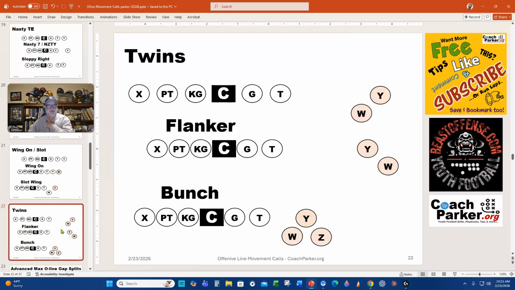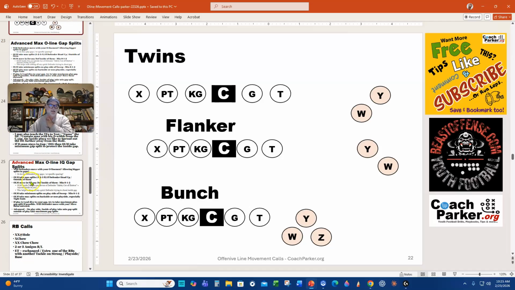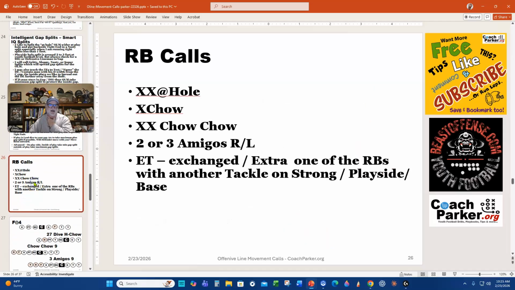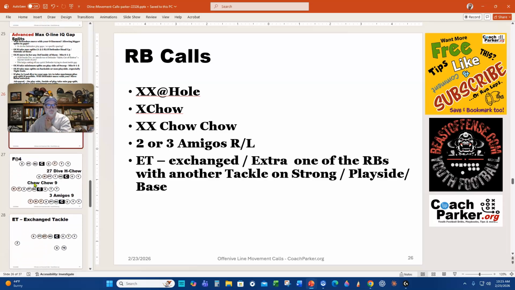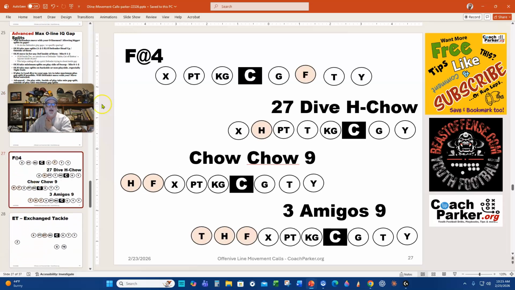Here's some other things, the receivers. I don't think that really matters. There's some advanced stuff. Here is running backs where they're going to insert onto the offensive line. Here you've got a fullback, and it's at the 4 hole, so you could insert him F at 4, or you could do an H at 27 dive, and we've got an H Chow, which the Chow is going to tell the blocker, who's your Chow guy, to go to the hole and insert.